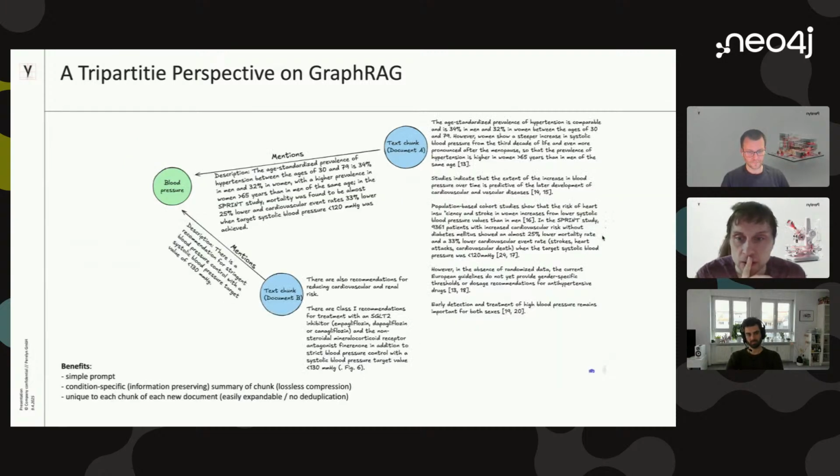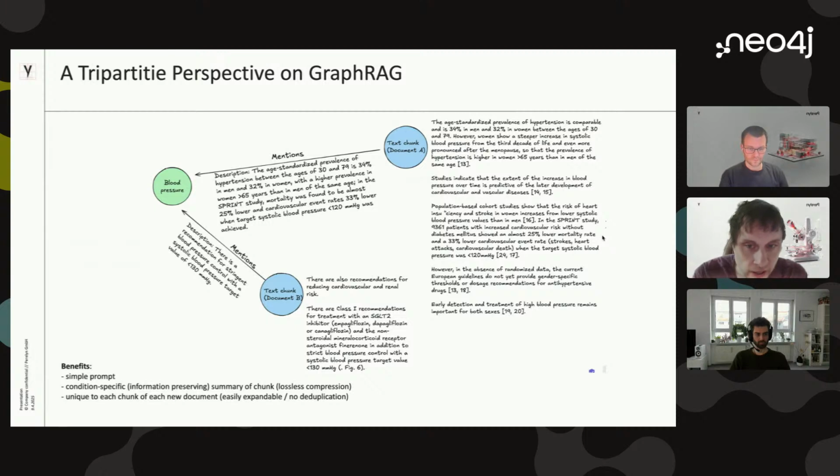Good. Johannes, go through the next one. The second interesting point is here we have a second text chunk coming from a different exemplary document B, also having this condition-specific summary. The second interesting point is that it is very unique and easily expandable. There are not going to be any deduplication efforts to be done. And if you add a new document, it creates this new unique relationship between the text chunks of that new document and the particular condition entity, in this case, blood pressure.